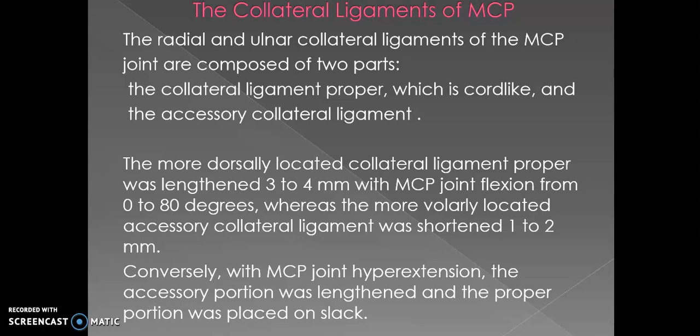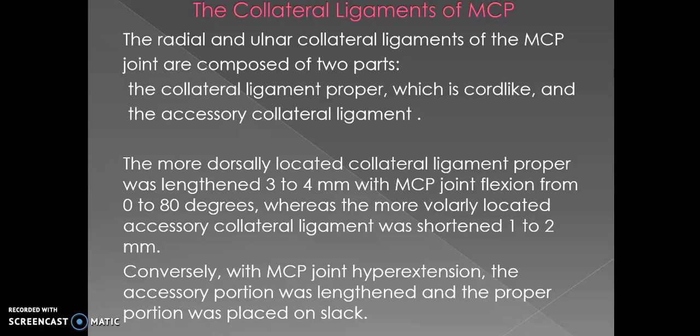So the biomechanical aspect to remember is, we saw in the figure before also, that the more dorsally located collateral ligament proper was lengthened 3 to 4 millimeter with MCP joint flexion. So during MCP joint flexion, what will happen? We saw that during flexion, the proper ligament is lengthening 3 to 4 millimeter, whereas the volarly placed accessory collateral ligament was shortening. So MCP flexion, ligament proper lengthening 3 to 4 millimeter. MCP flexion, the accessory collateral ligament shortening 1 to 2 millimeter. This is what you have to remember.